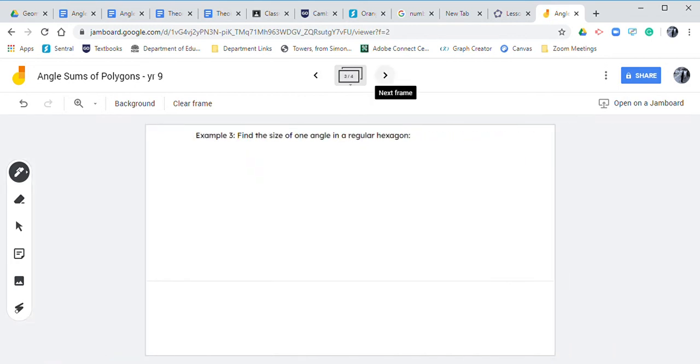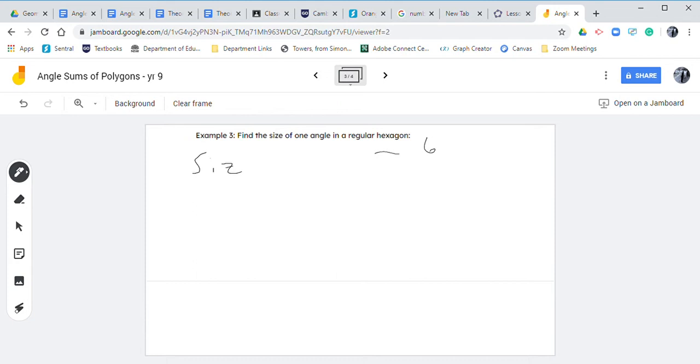Next, find the size of one angle in a regular hexagon. Hexagon, don't forget, means 6 sides. So I'm going to use the formula from above, I think it's the second blank. I said to find the size of each interior angle of a regular shape, with all sides and angles equal, with n sides, use this formula.